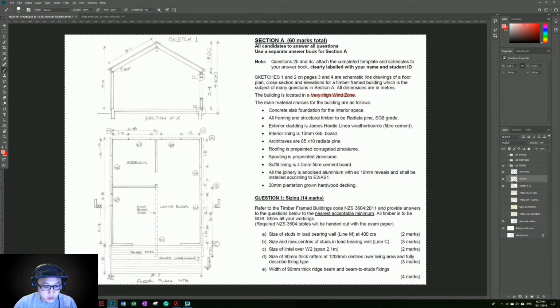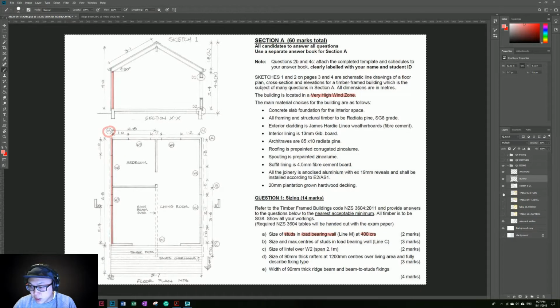So that's the section, floor plan, and the first question is asking about the load bearing wall. So the size of the studs in the load bearing wall at 400 centers. So first we need to locate it. So it's line M. So you can see M is here. So this is the wall they're talking about. And if you look at the section right there, section X, there'll be this wall here. So that's the one that we need to find the studs for.